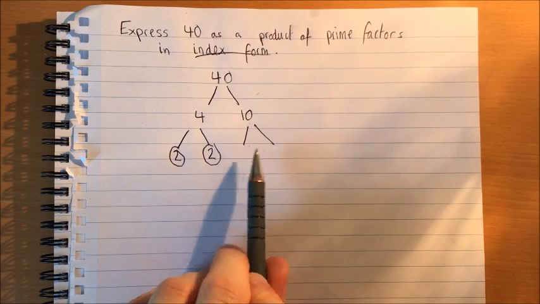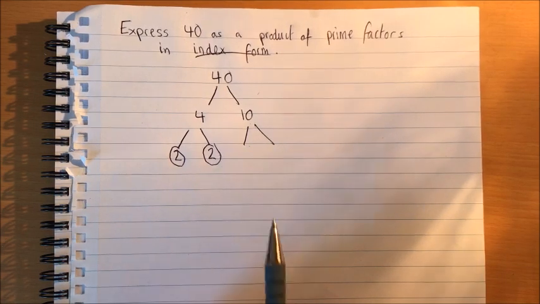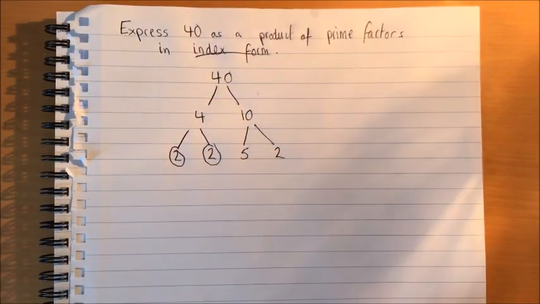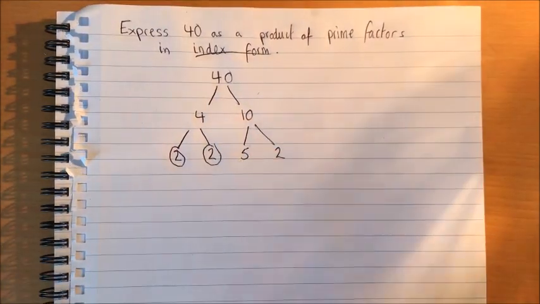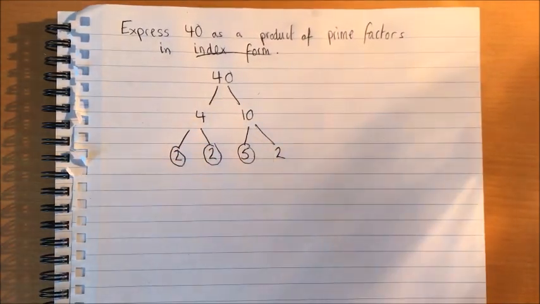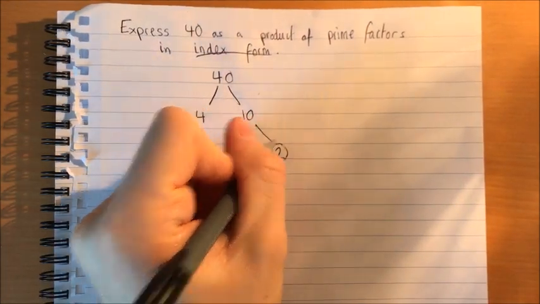Now, two factors of 10. So something times something gives me 10. I know that 5 times 2 gives me 10. Is 5 a prime? Yes, it is. So I'm going to circle it. Is 2 a prime? Yes, it is. So I'm going to circle it.